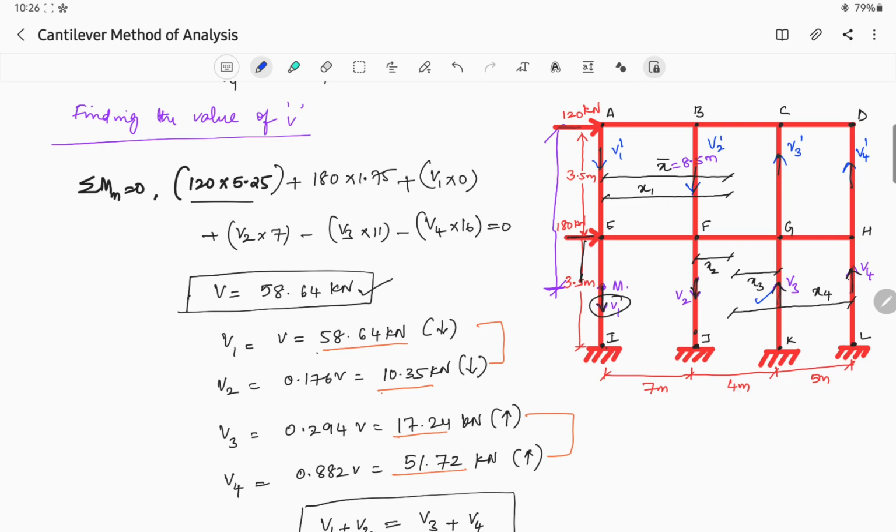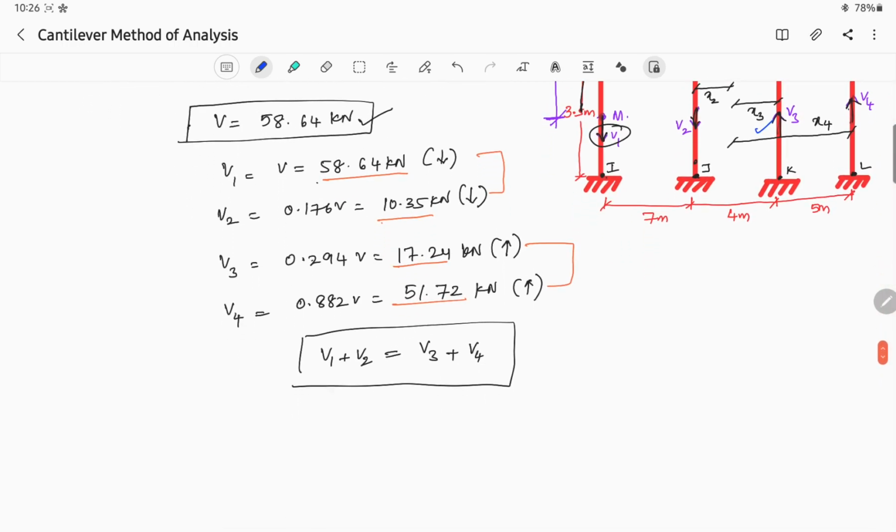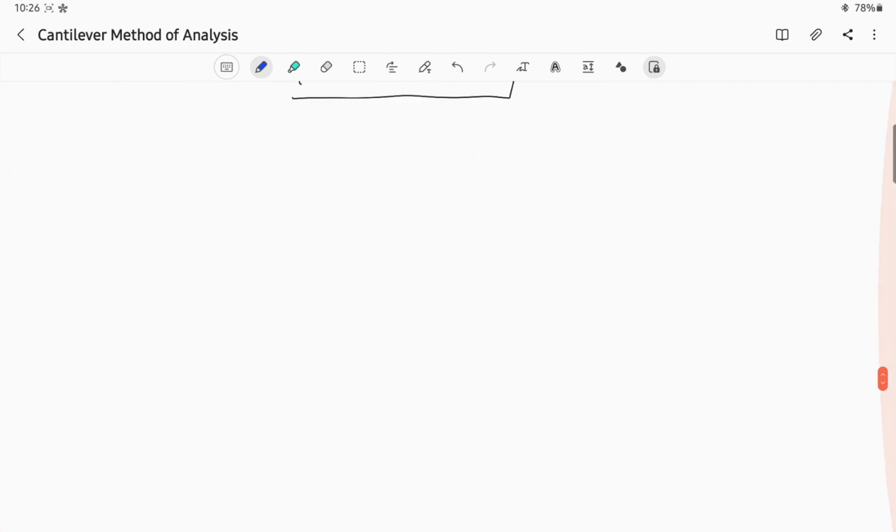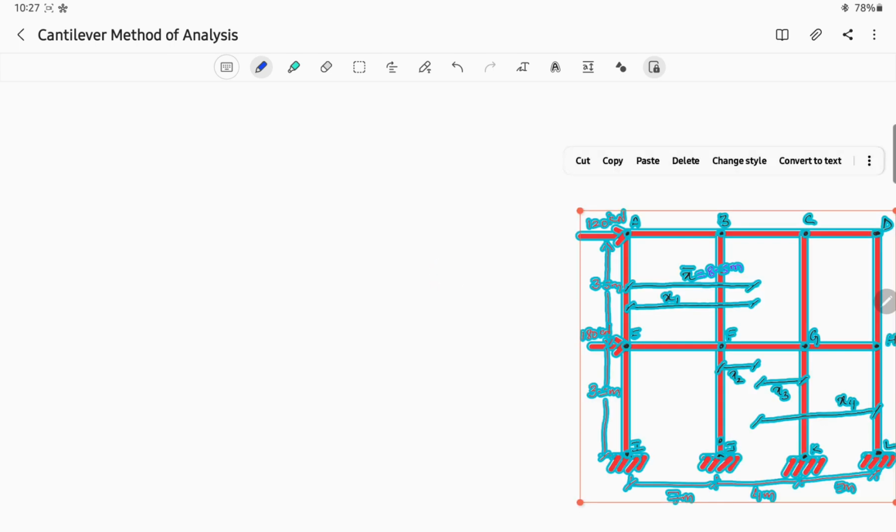Then V4 will go in upward direction and we'll name it V4 dash. Now depending upon this, we have to calculate these V1 dash, V2 dash, V3 dash values. The process of calculating V1 dash, V2 dash, V3 dash and V4 dash is similar to the calculation of V1, V2, V3 and V4, which we calculated for story 1. So now let us take that. The same figure I am drawing here.